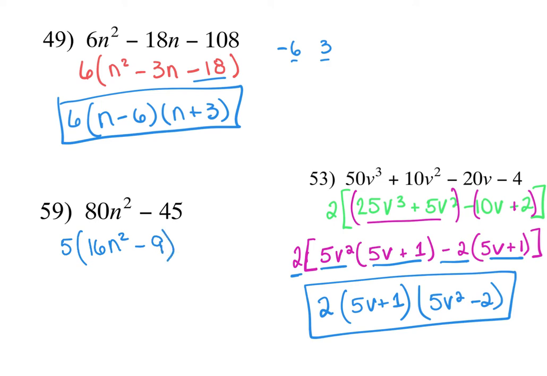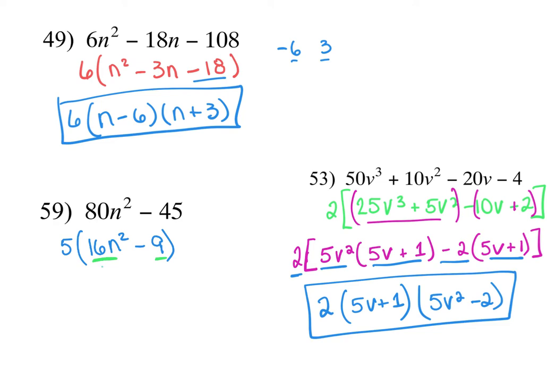So the only thing that can happen here is, can it be a special case? A special case would be if this is a perfect square. So is 16n squared a perfect square? Does it have a square root? Yeah, 4n. And if this is a perfect square, does 9 have a perfect square? Yeah, it's 3. And if it's subtraction, all right?